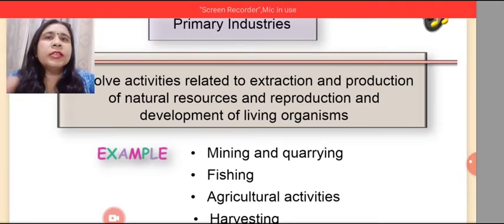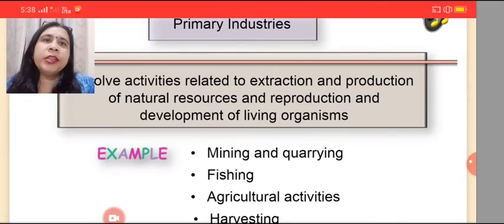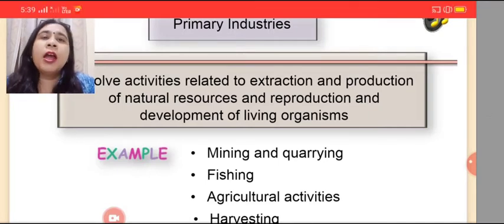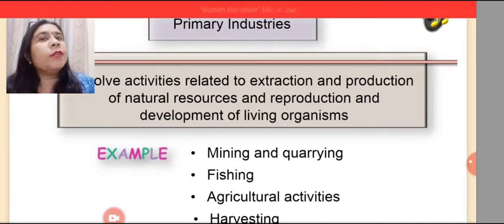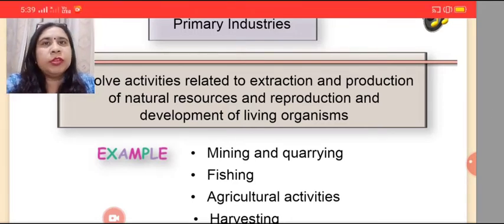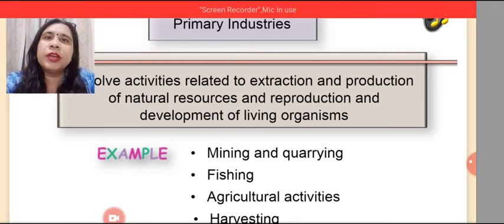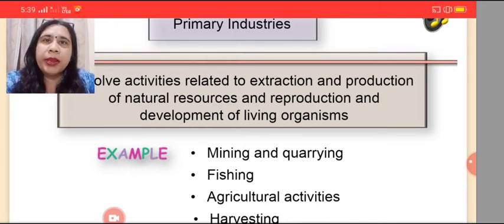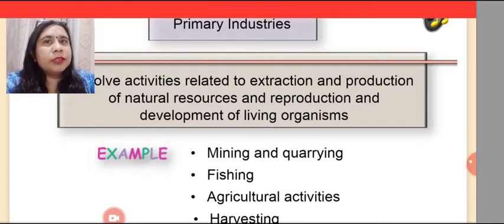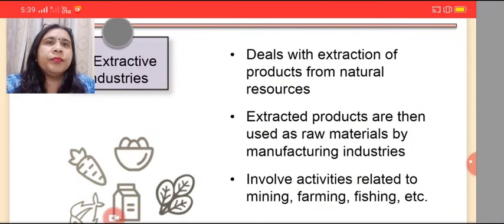So students, this was a small animation explaining the primary industries and its types. So now let us conclude. Primary industries involve all the activities which are related to either extraction and production of natural resources and further reproduction and development of living organisms. Examples, as we have already learnt in the animation, since we are using the natural resources here, are mining, quarrying, fishing, agricultural activities, harvesting, lumbering, etc.